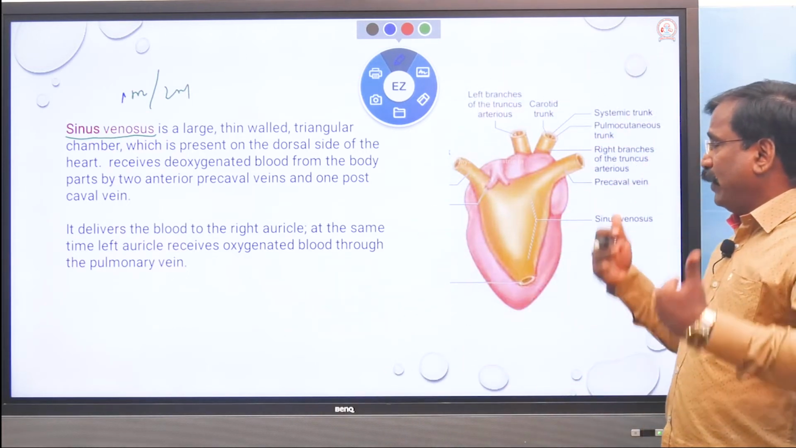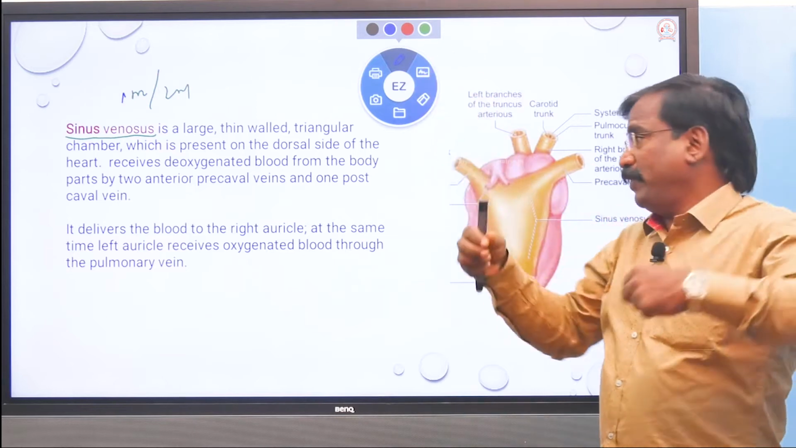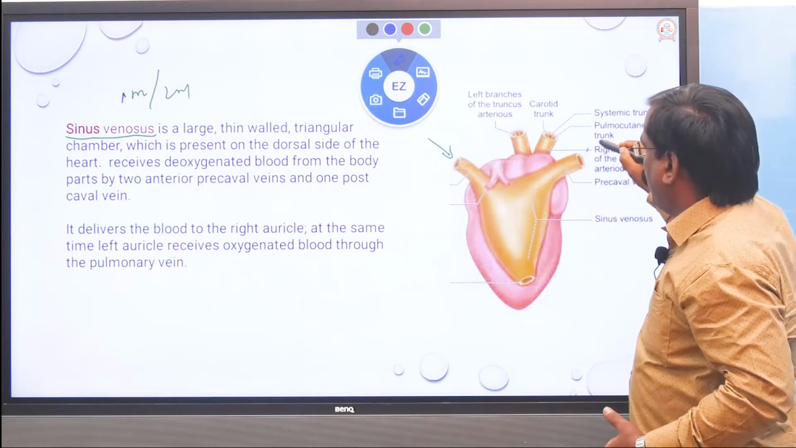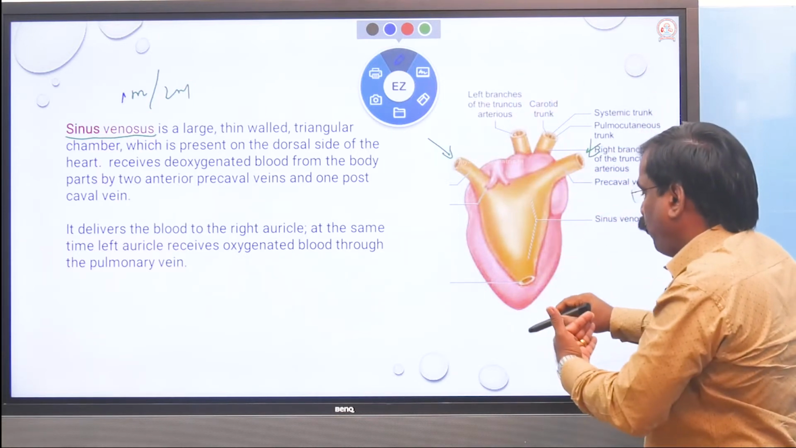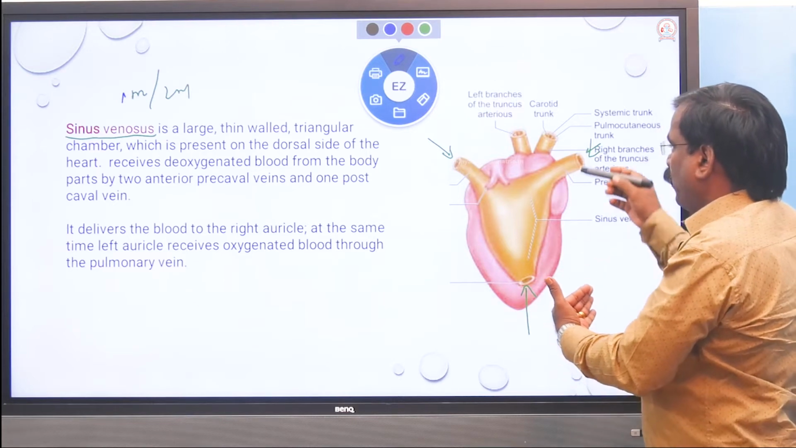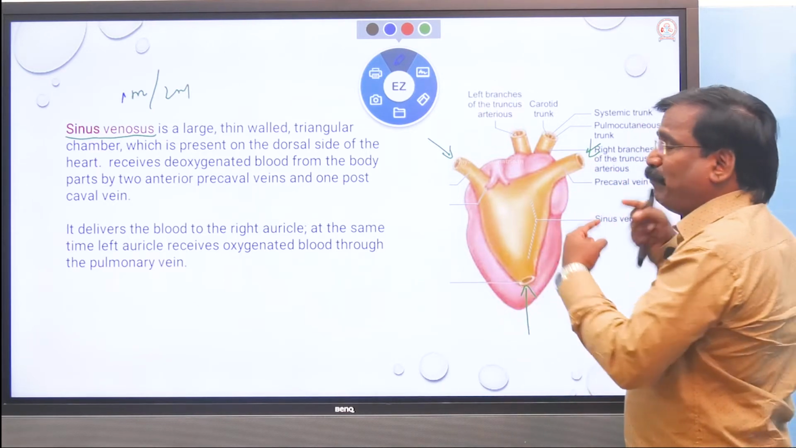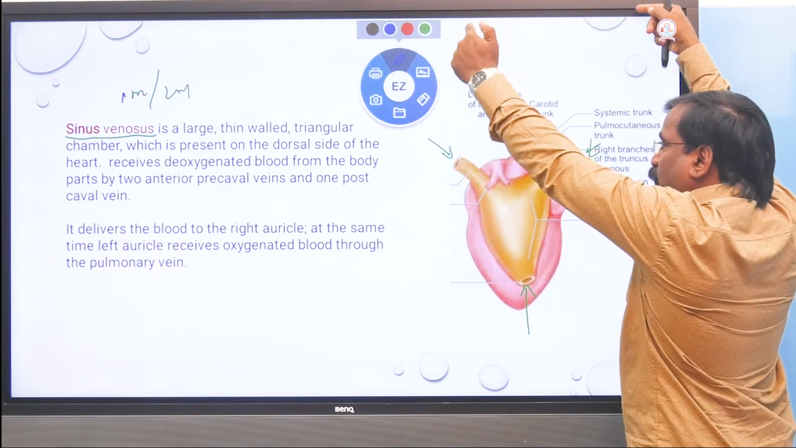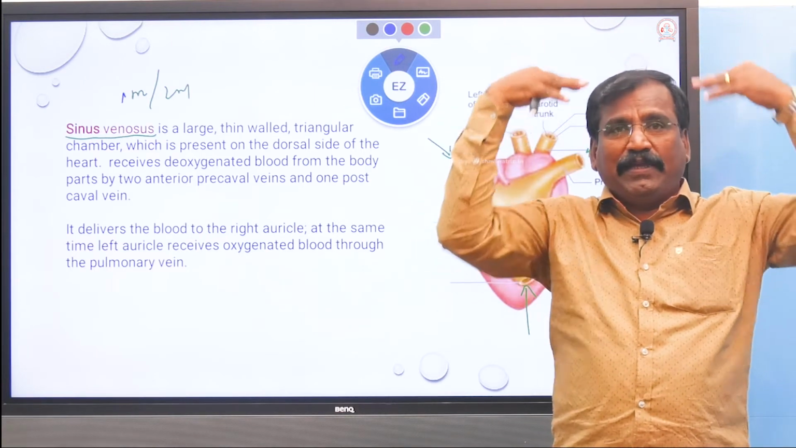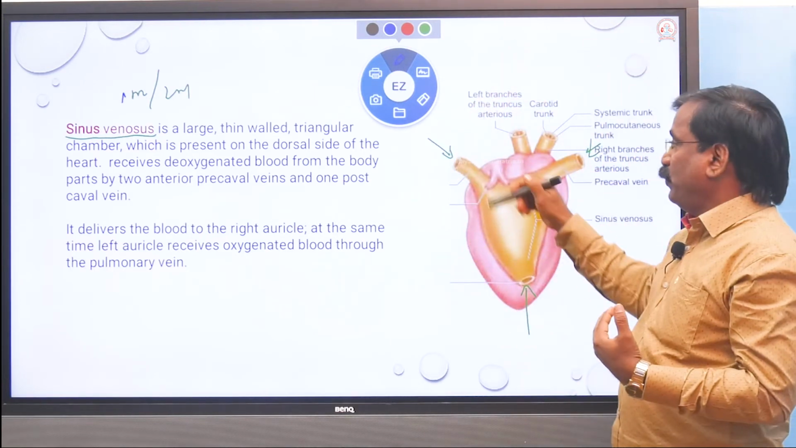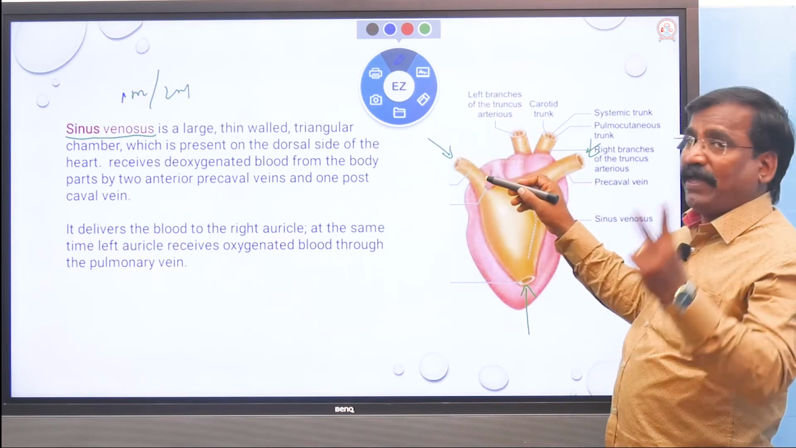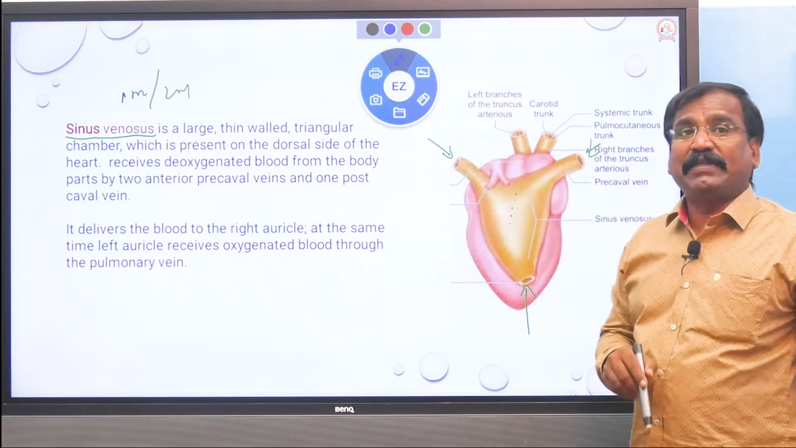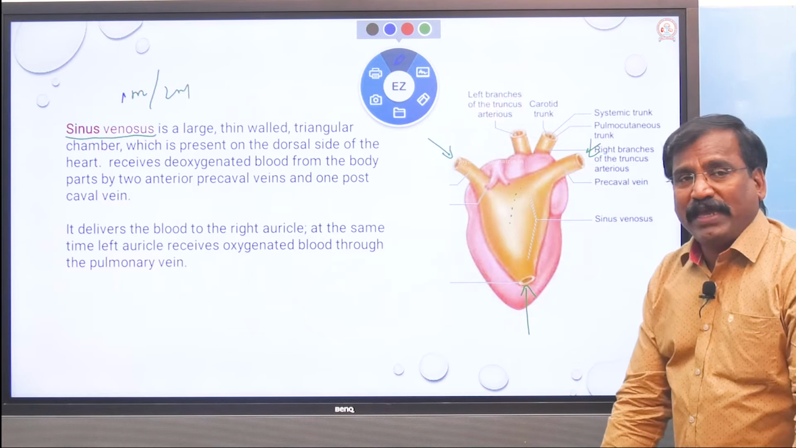What is its role? It collects the impure blood through the precaval veins and the postcaval vein. This is the precaval vein, anterior, pre. This is the postcaval vein. So, it receives blood through 3 blood vessels, namely a pair of precaval veins that collect the impure blood from the anterior side of the body. All the impure blood from the anterior side is collected through the pair of precavals and poured into this triangular chamber.